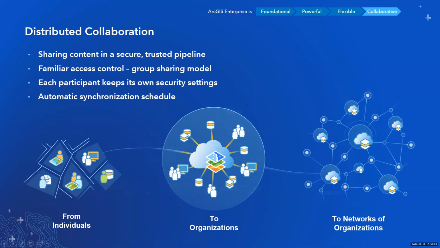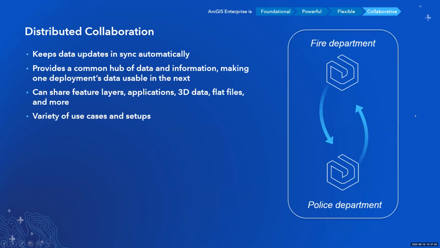So on to distributed collaboration. Collaboration is a really exciting capability that allows for basically a secure pipeline for sharing data between multiple portals. You can establish that pipeline between two portals, or between ArcGIS Enterprise and ArcGIS Online. The access control for a collaboration is all based on the familiar group sharing model, which makes it very much integrated into the system. It's that familiar group model. Collaboration keeps content up to date between two portals.